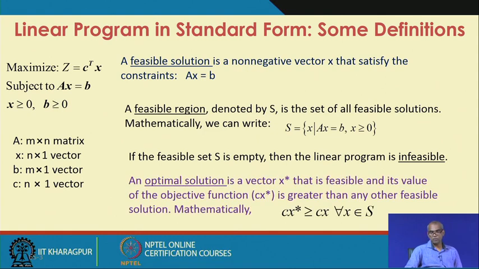An optimal solution is a vector x star that is feasible and its value of the objective function C x star is greater than any other feasible solution. So, if x star is optimal solution, it will be feasible and the objective function value at x star, that is C x star, will be greater or equal to C x for all x belonging to the feasible region S.